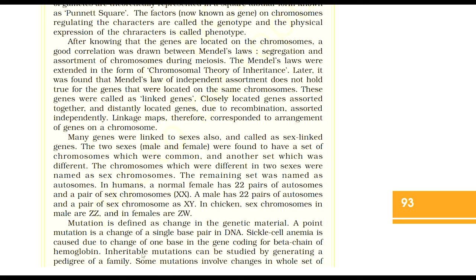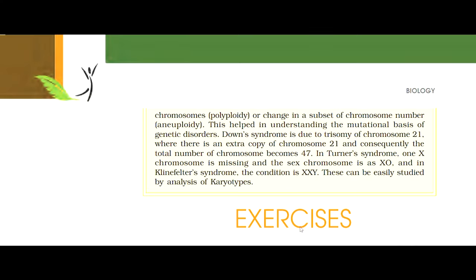Inheritable mutation can be studied by generating a pedigree of a family. Some mutations involve changes in the whole set of chromosomes, which is polyploidy, or change in a subset of chromosome number, which is aneuploidy. This helped in understanding the mutational basis of genetic disorders.